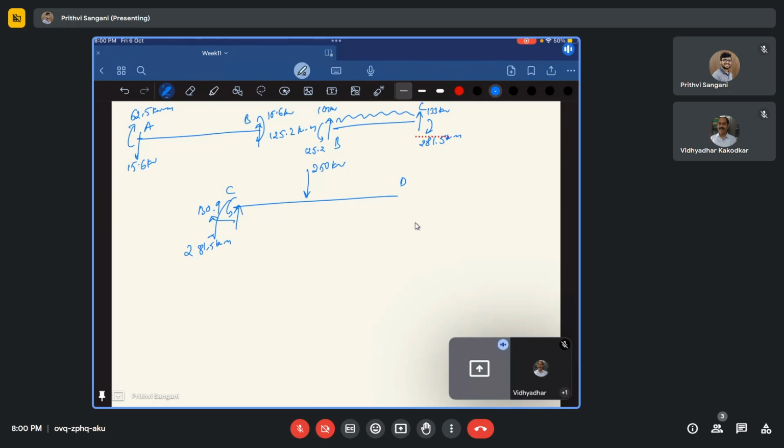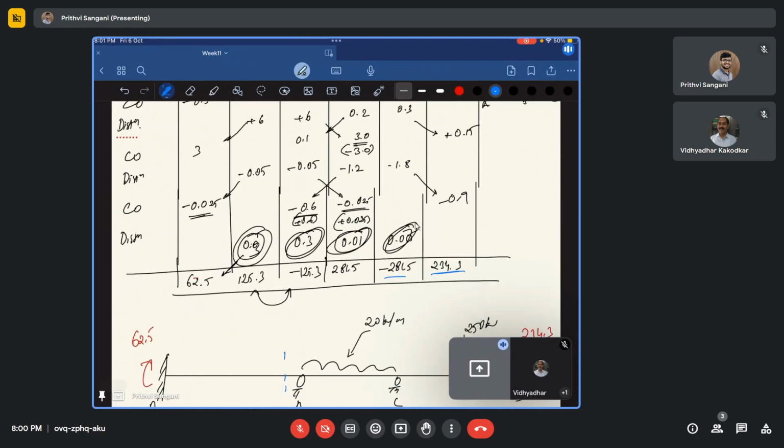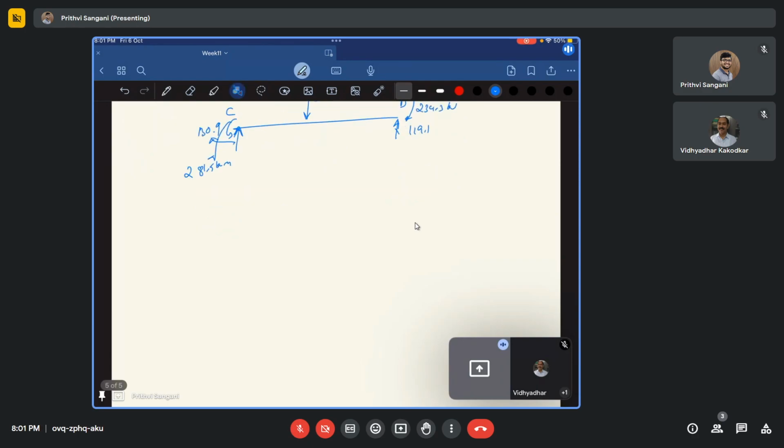And what about DC? DC, we have found it out. DC is 234.3 positive. That means clockwise. 234.3 kilonewtons. So you have 130.9 acting here. So it should be 119.1. Only then both will be equal to 250. So you should try to draw the bending moment diagram.